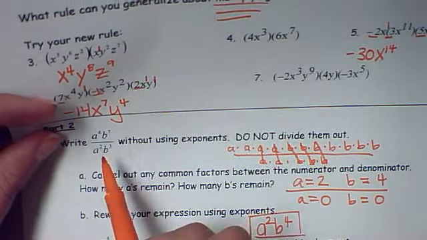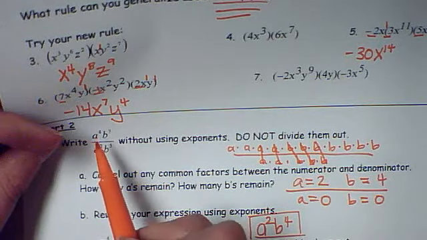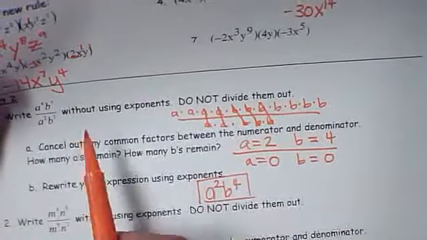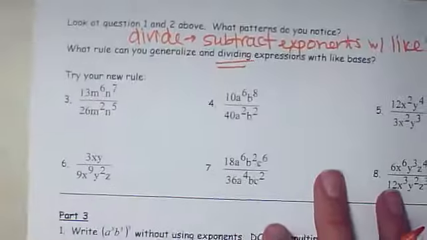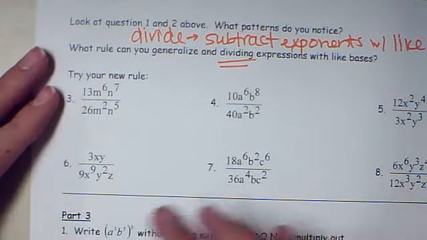So let's look back at that example. I had a to the 4th, a squared, b to the 7th, b cubed. 4 minus 2 is 2, which I got, and 7 minus 3 is 4, which I got. Some of you might be asking, well, what if the larger exponent is in the bottom? Let's look at what happens there.